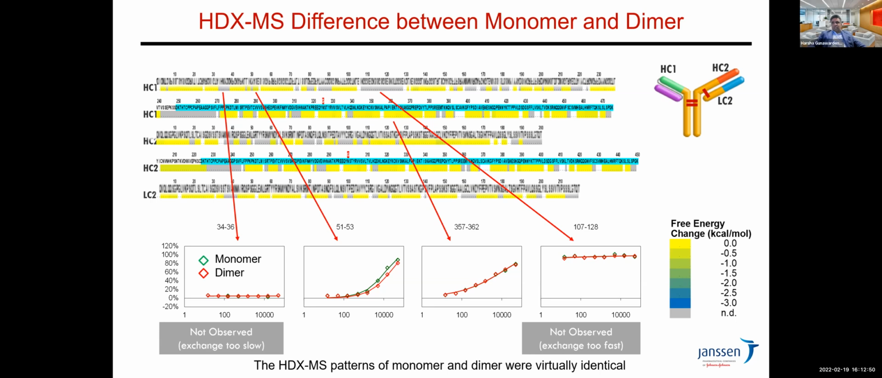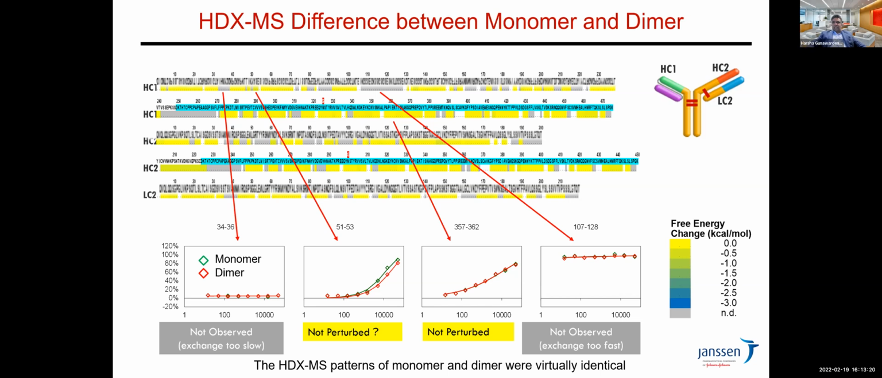And then we also see a large number of regions in yellow, or in other words, regions that show there is no difference in free energy change of the hydrogen bonding stability between the monomer and the dimer. Then we also observe this region, the peptide at amino acids 52 to 53, that shows a very small change. We believe this to be very insignificant.